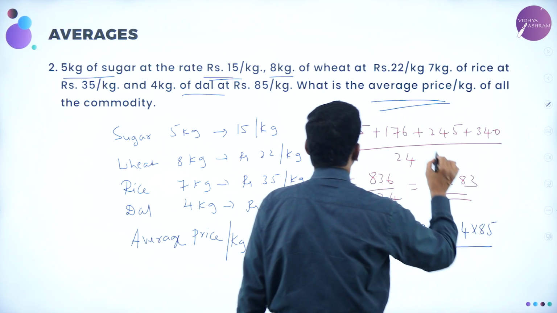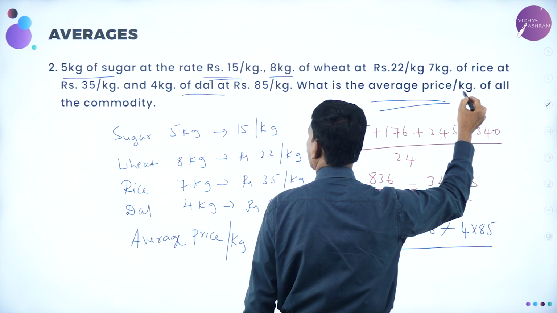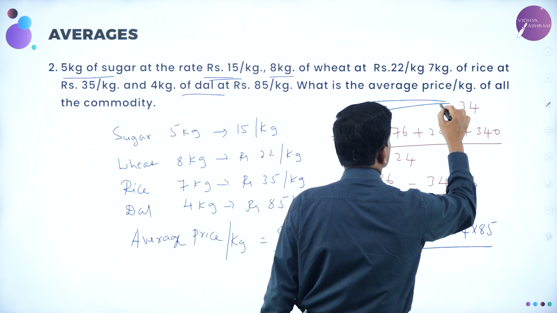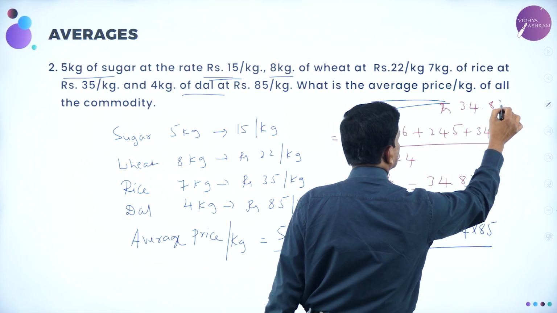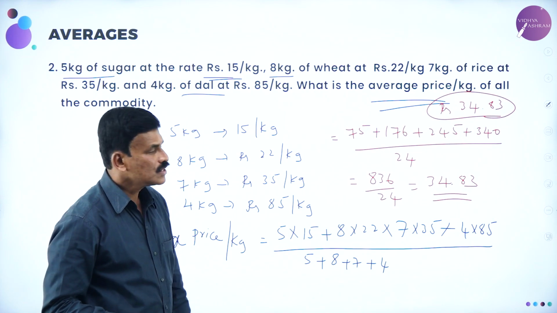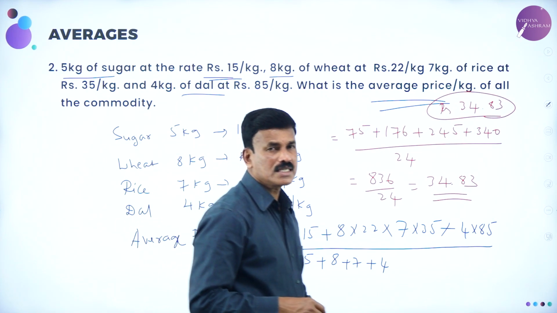So therefore, the average price per kg of all the commodities is rupees 34.83. That is the required answer. That's it. Hope you followed. Right. Now move on to the next concept.